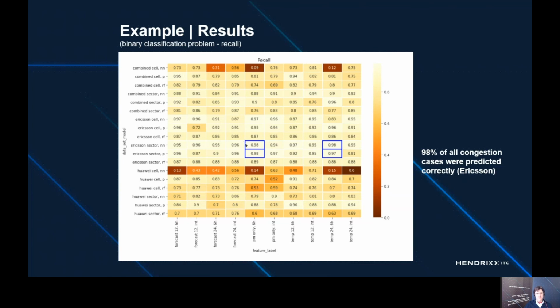And then we find that the best recall results were for Ericsson on sector level, for the neural net and also the perceptron, being 98%. So this means that for Ericsson on sector level, with the neural net and also the perceptron, we were able to predict 98% of all congestion cases for Ericsson. And for Huawei, it was about 79, 80%, 88% even. So this is what data science is in the real world. You work with the data, you explore the data. Based on the results you have, you build on further to new results, etc.